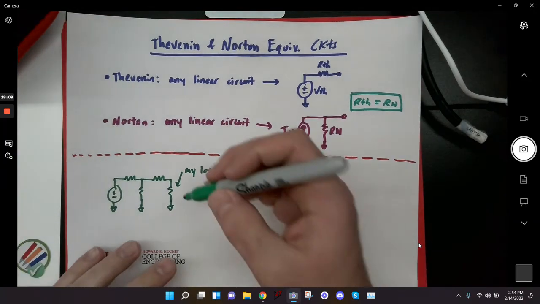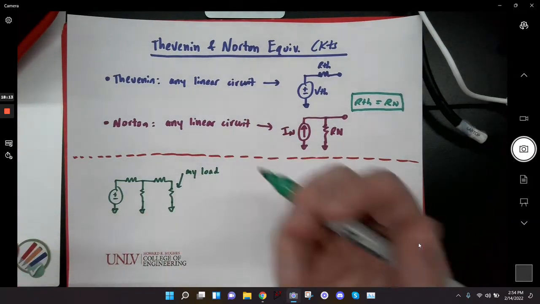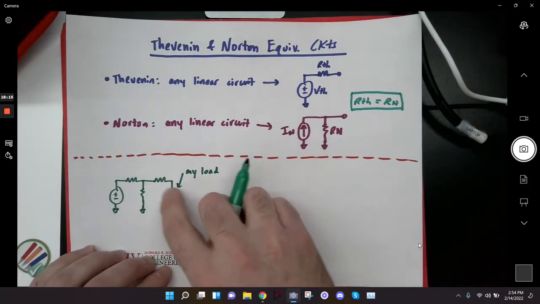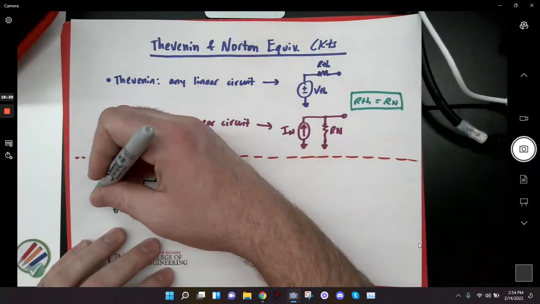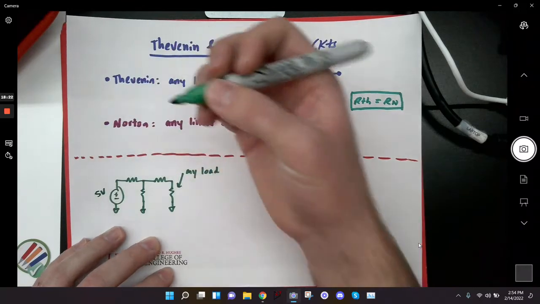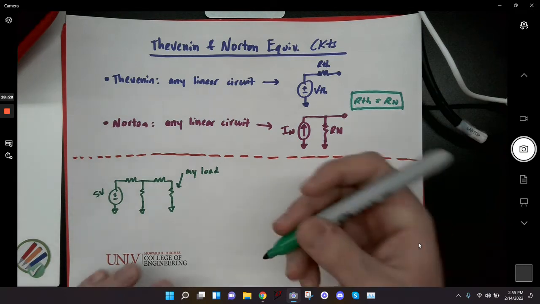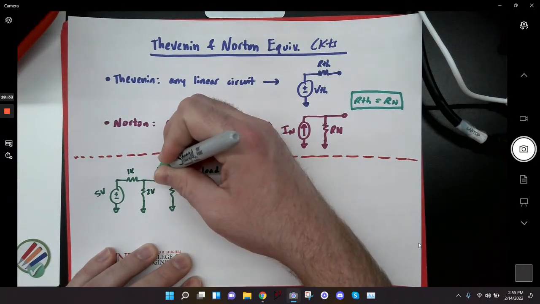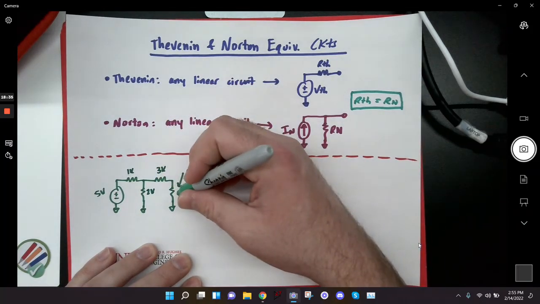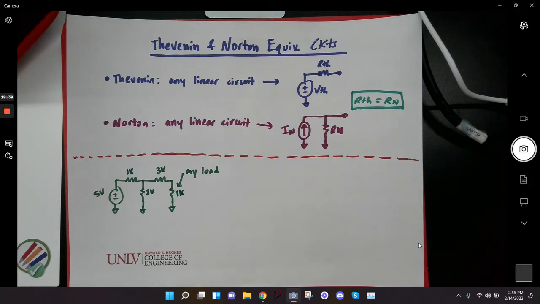Well, I want to test a bunch of different load values, and I don't want to have to do mesh, or series resistance here and then a parallel and all the old stuff. We don't want to do all that, right? So instead, I'm just going to find a Thevenin and a Norton equivalent for this circuit, and then if we wanted to, we could try a bunch of different loads really quickly. We're not going to do that. But I'm going to go through the process of making the equivalent circuit. So let's say my load's a 1K resistor.